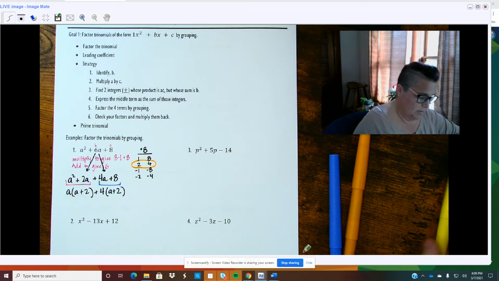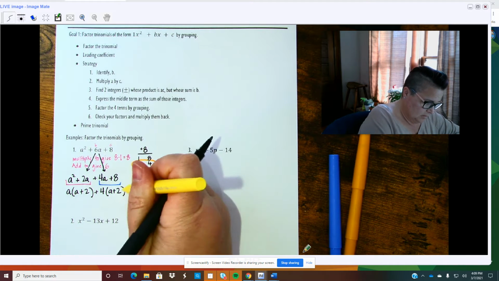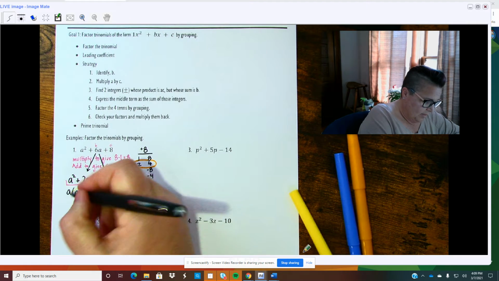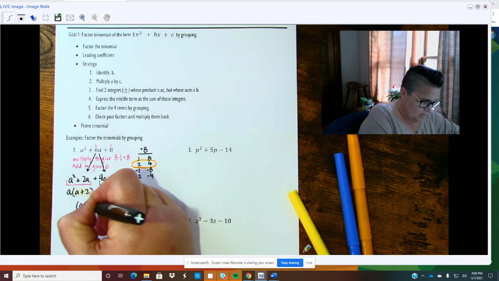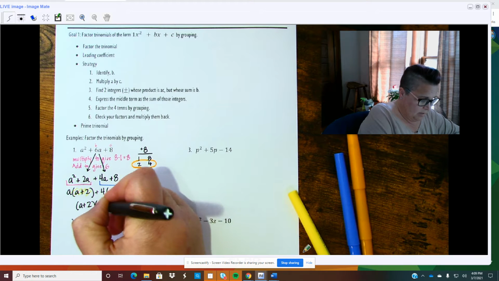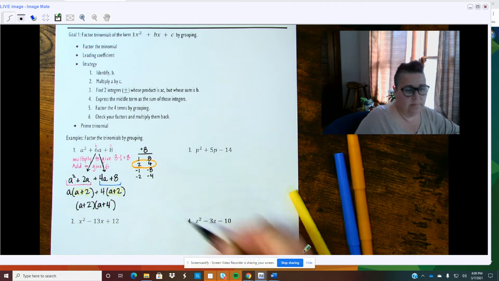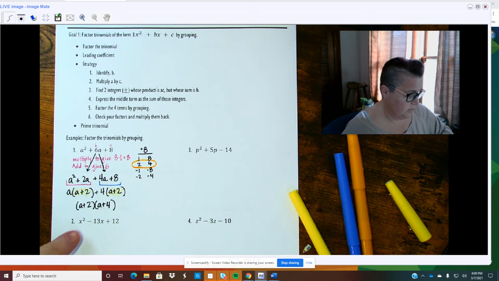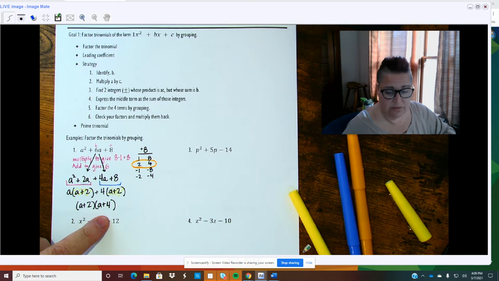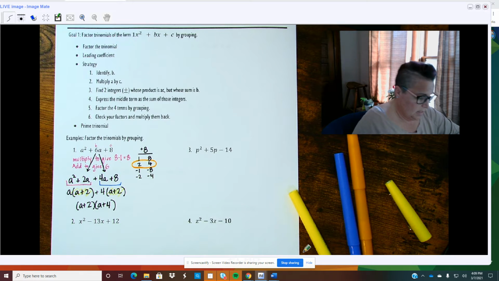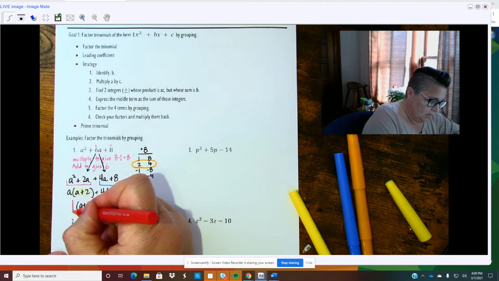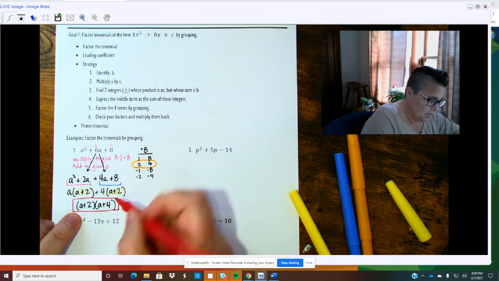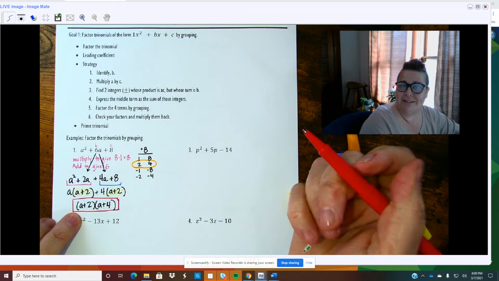Now that I have a plus 2 in both of these, I can pull that a plus 2 out front, leaving the a plus 4 as my second factor. This gives me the two factors, a plus 2 and a plus 4. If I wanted to check them, I would simply FOIL or double distribute in order to get them together, to get back to the original trinomial.